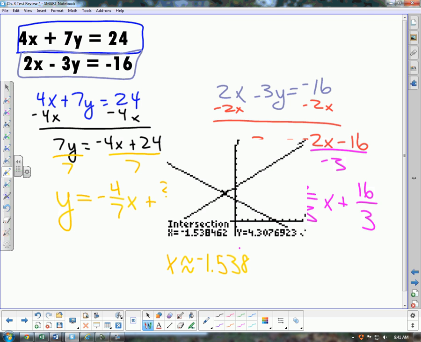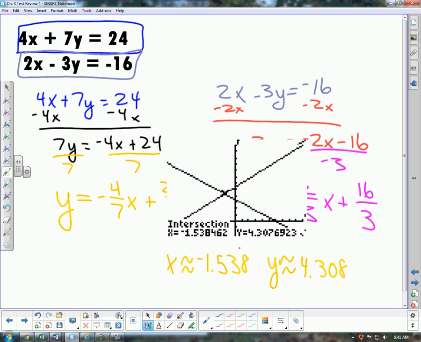So if this is your answer, you'd say x is approximately equal to a negative 1.538, and y is approximately equal to 4.308, because you would round to 3 places would be good. And then you would be done with that question. If you wanted to use a table, you could, but you wouldn't have to.